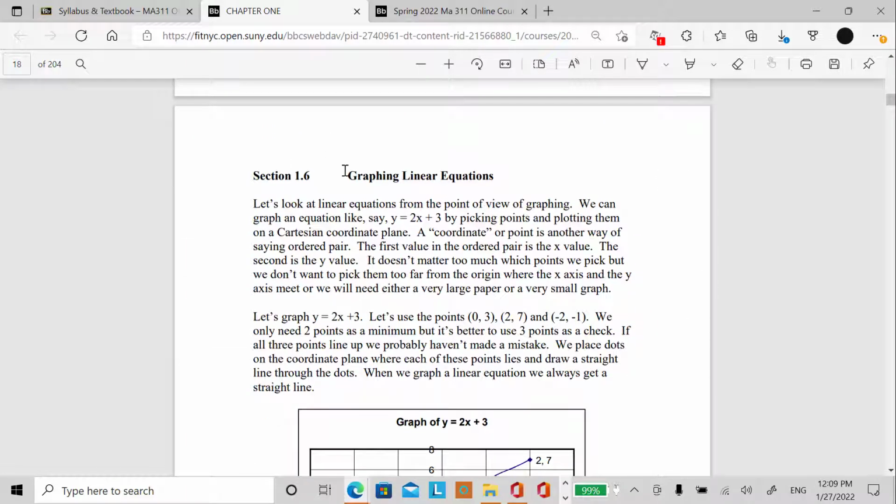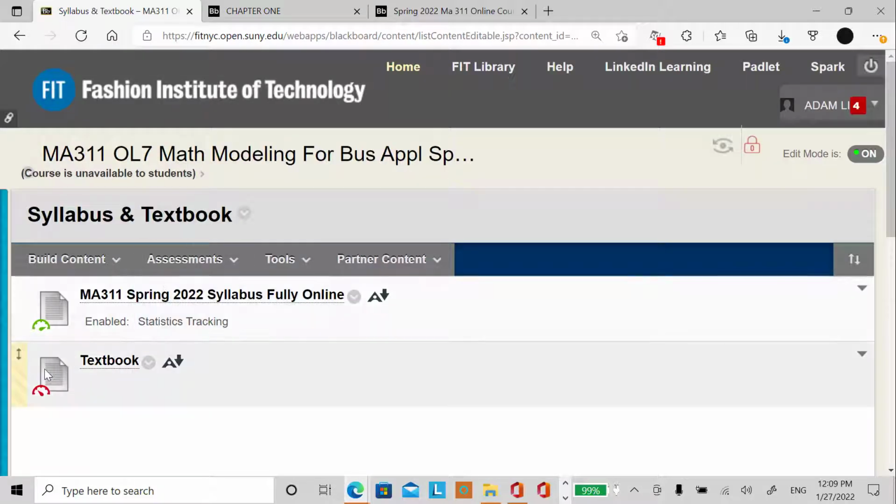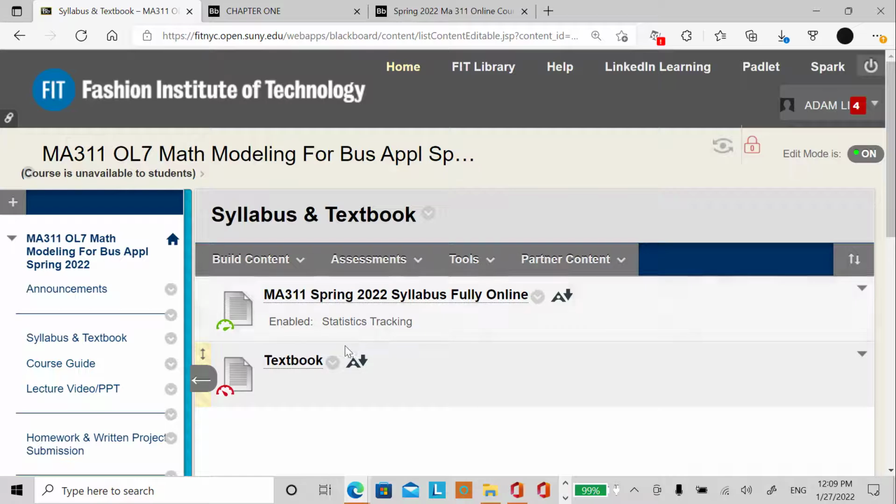So again, you should definitely read through the textbook. Everything's in the textbook, and the textbook is embedded, so you won't miss it.